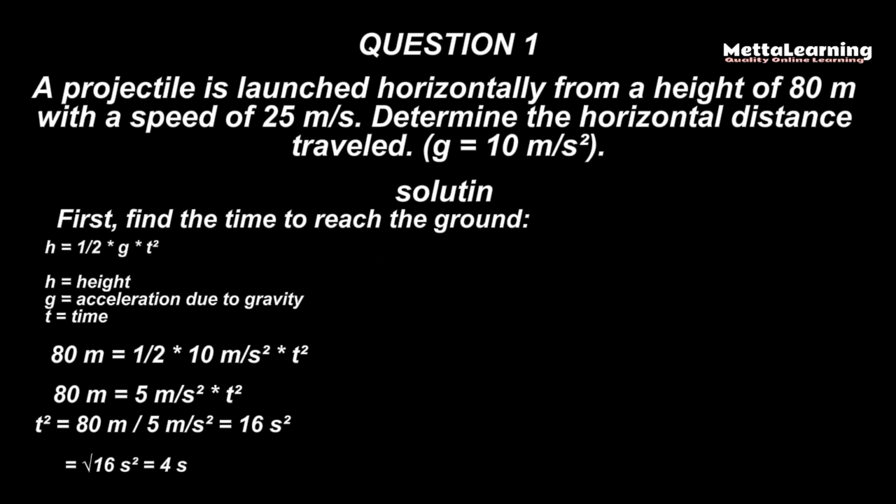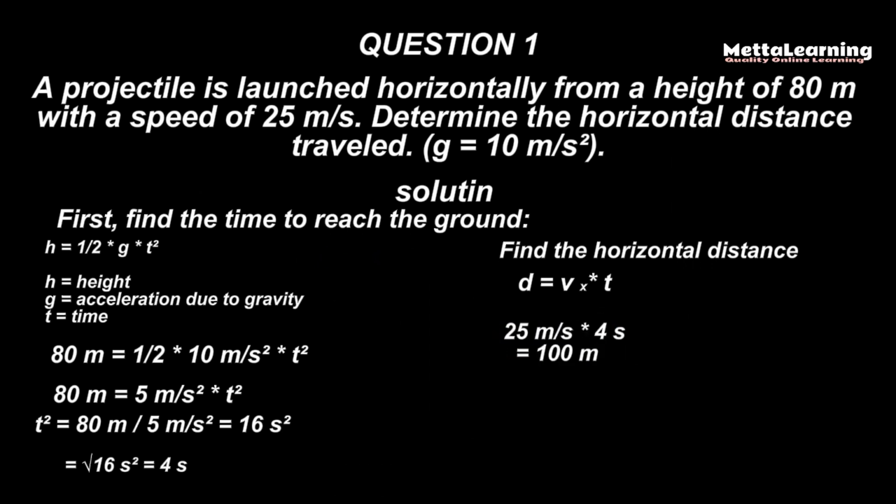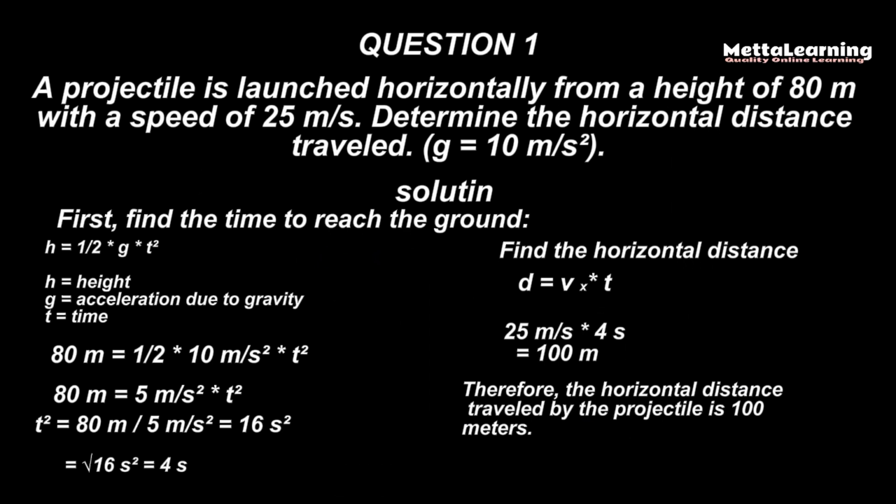So the time for the projectile to reach the ground is 4 seconds. Now, the next thing is to calculate our horizontal distance. d equals vx, the initial velocity on the horizontal component, times the time for the projectile to reach the ground. So d equals vx times t. vx is 25, given from our question, times t, which is 4. That will be 25 times 4, which is 100 meters. So 100 meters is the horizontal distance covered by the projectile.